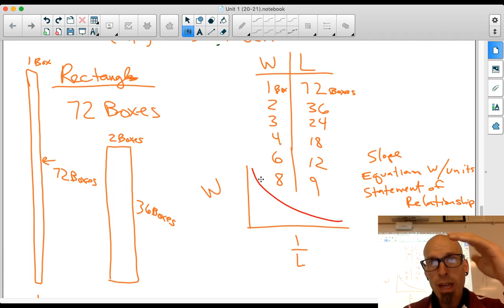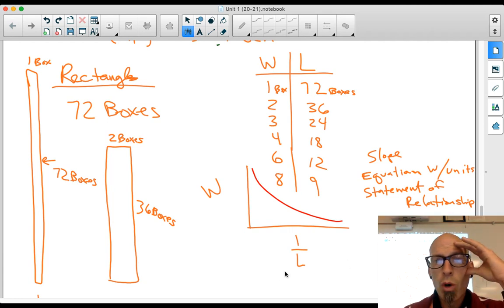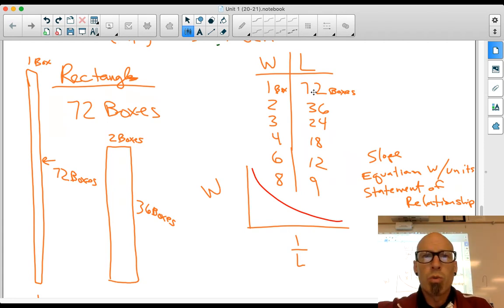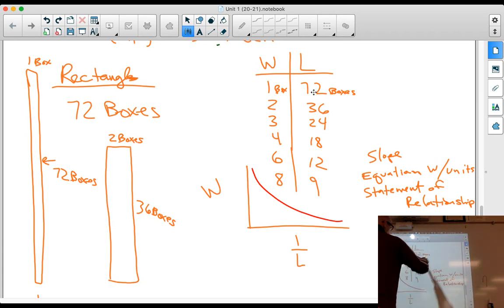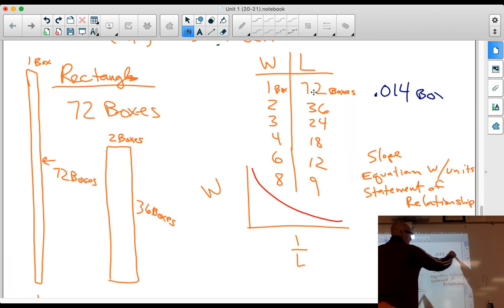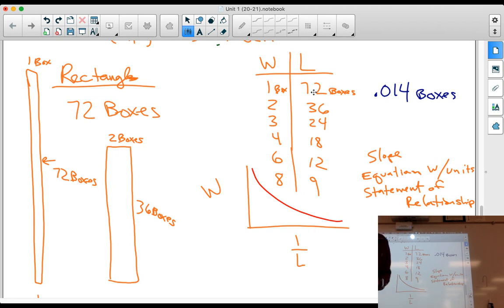Now, how do you do that? Well, that sheet says to graph 1 over L as your x variable, not L anymore, 1 over L. So 72 becomes 1 over 72. My goodness, what is 1 over 72? Well, it's a very small value. 1 divided by 72 is 0.0138, or 0.014. That means your new length is going to be 0.014 boxes. That's the new 1 over L.